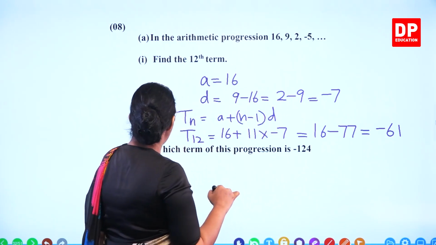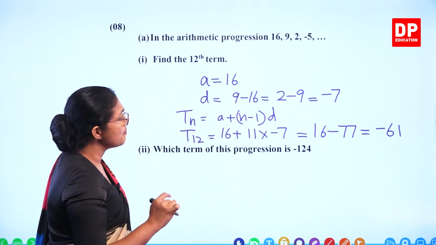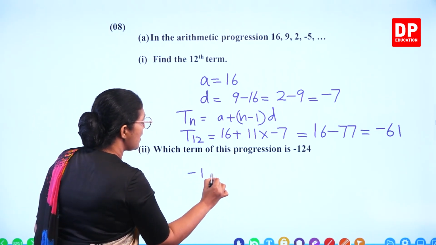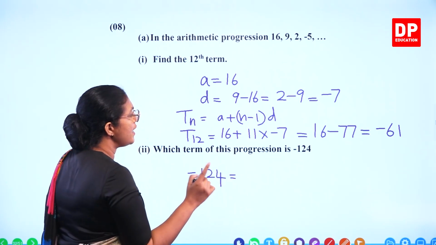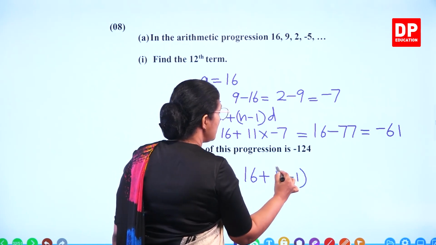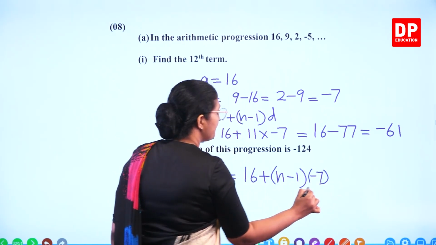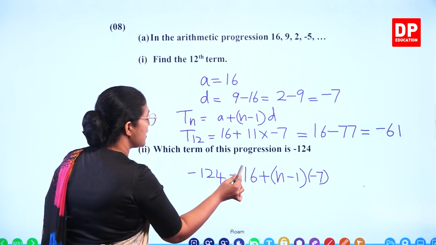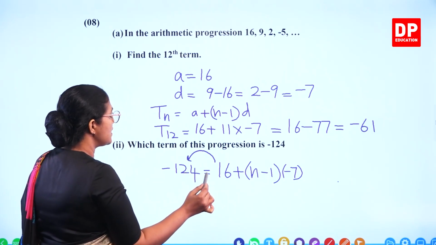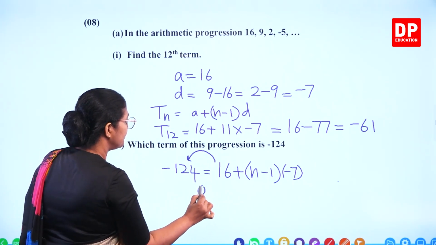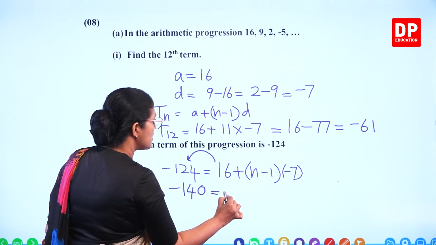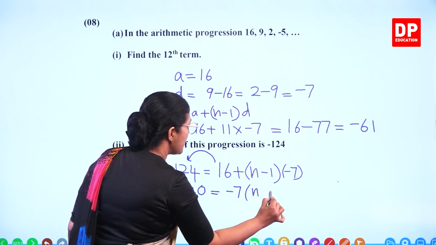61. And which term of this progression is minus 124? Nth term is given, minus 124. You are asked to find n. First term is 16 plus n minus 1, d equals minus 7. First you can take 16 to this side. Minus 140 equals minus 7 times n minus 1.